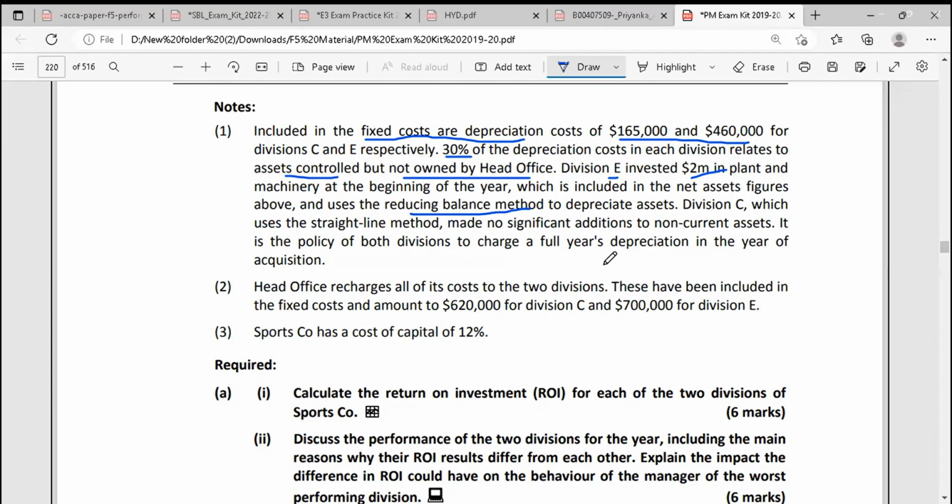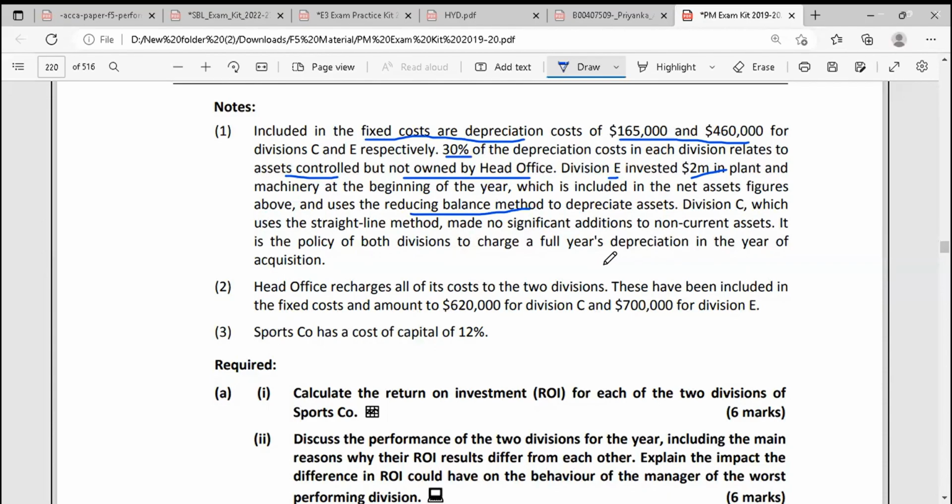Head office recharges all of its costs to the two divisions. These have been included in the fixed cost and amount to 620,000 for division C and 700,000 for division E. Sports company has a cost of capital of 12%.